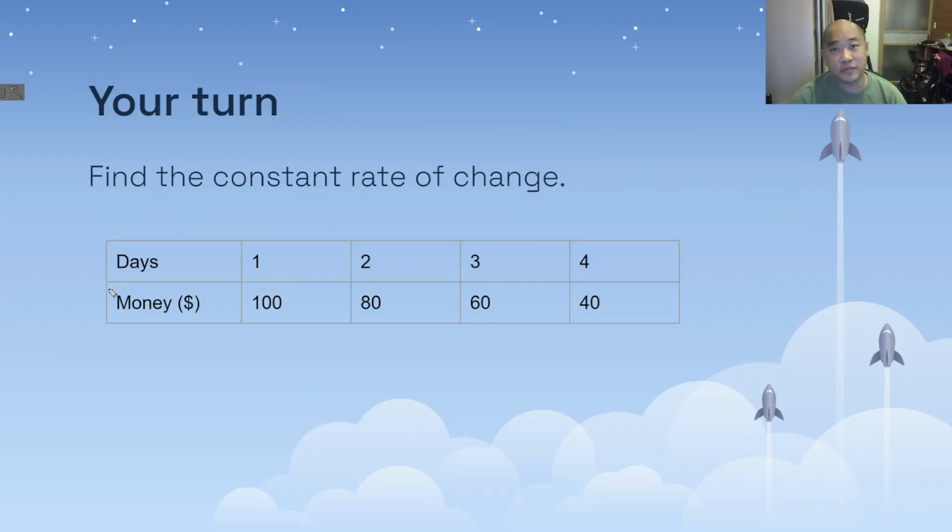All right, your turn. Welcome back. Here we're adding 1 each time, and on the bottom we're subtracting 20 each time, right? So it's 1 day for every negative $20 spent, right? I guess I'll put the dollar sign on the back. So this is negative 1 over 20. This is your constant rate of change.